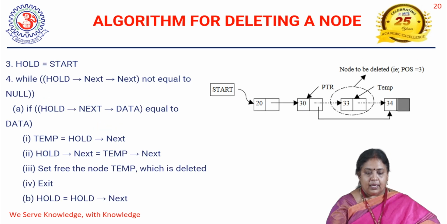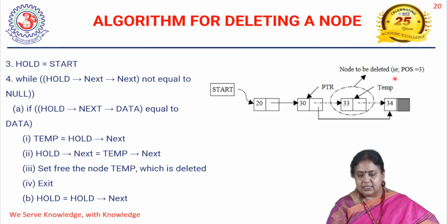Suppose you want to go for the last node, then you have to traverse to the end of the node. For that purpose, we are going to take another variable called hold. So this is for the traversing purpose. While hold of next of next is not equal to null. Suppose this one is hold of next of next, and this is not equal to null. Until that we have to move.